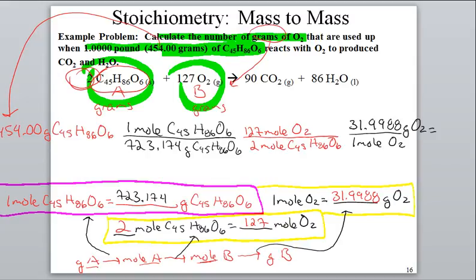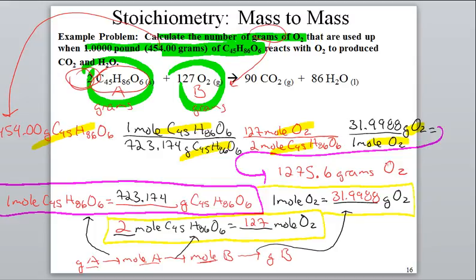And here are the conversion factors written the correct way, but it's still a good idea to cancel units. Grams of the C45 compound cancel with grams, moles and moles cancel for the C45 compound, and moles of oxygen and moles of oxygen cancel, and we're left with grams of oxygen. When you do the calculation, the final answer is approximately 1275.6 grams of O2.